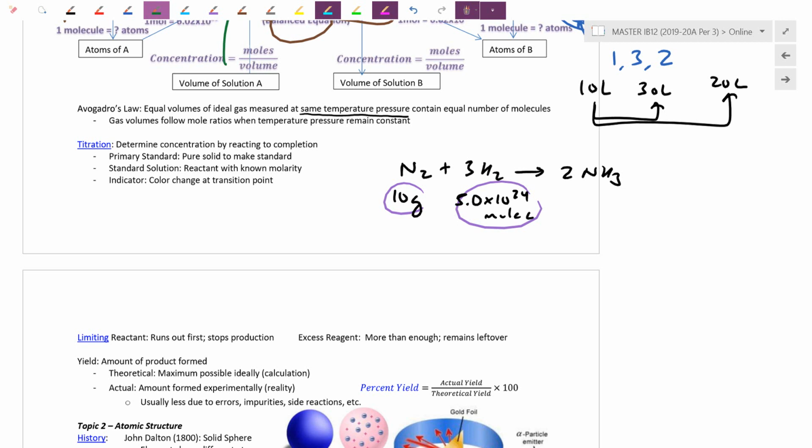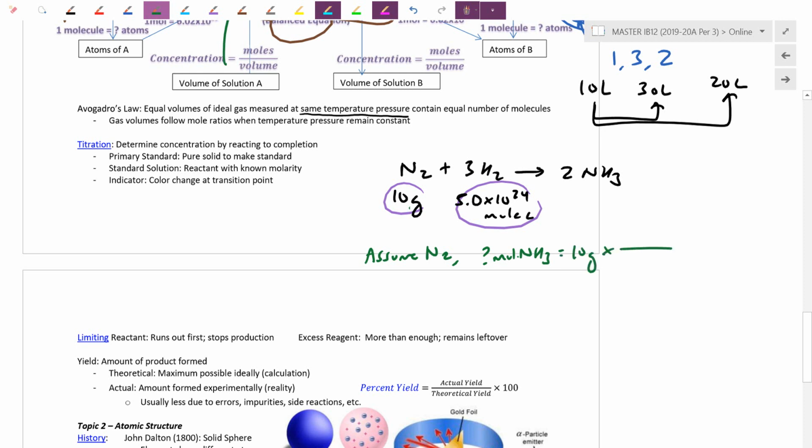Our strategy was to go to the same unit, but assuming from both. So let's start off. Let's assume the 10 grams was limiting. Assume that the N2 runs out first. That would mean I'm going to figure out, let's say I was trying to find molecules. Actually, no, let's do moles of NH3. It could be any unit, depends on the question.